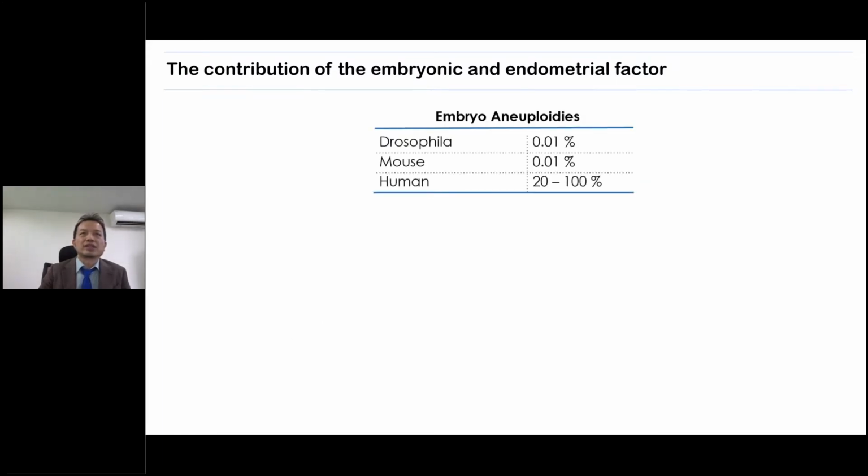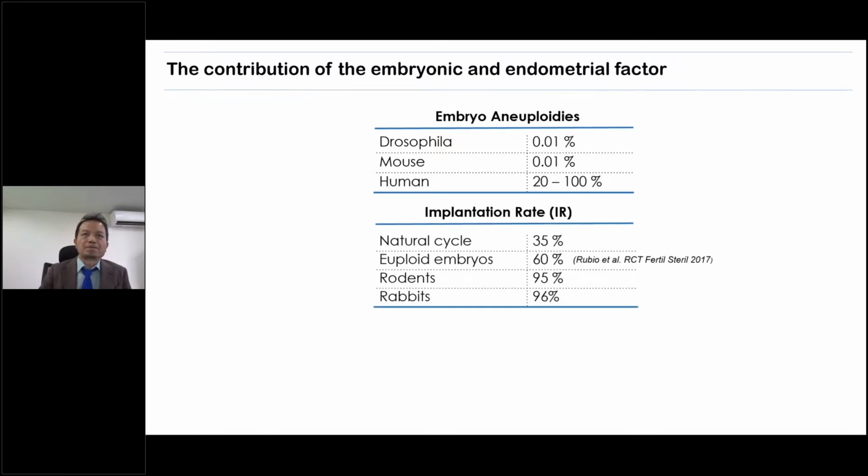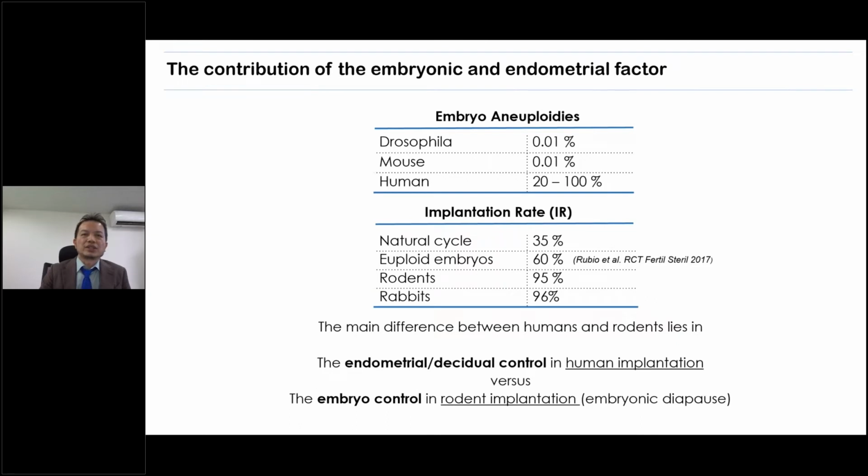So the contribution of embryonic and endometrial factors: you can see that in Drosophila or mouse, there's almost no aneuploidies. And in human, according to the age, there could be from 20% to 100% aneuploidies happening. And for the implantation rate in human, for natural cycle, usually the implantation rate is 35%. And if you do PGT-A with euploid embryos, it could be up to 60%. But for rodents and rabbits, the implantation rate is always very, very high, like 95, 96%. Why? Because they have a different strategy. Rodents are using a strategy called embryonic diapause, but humans go with decidualization.